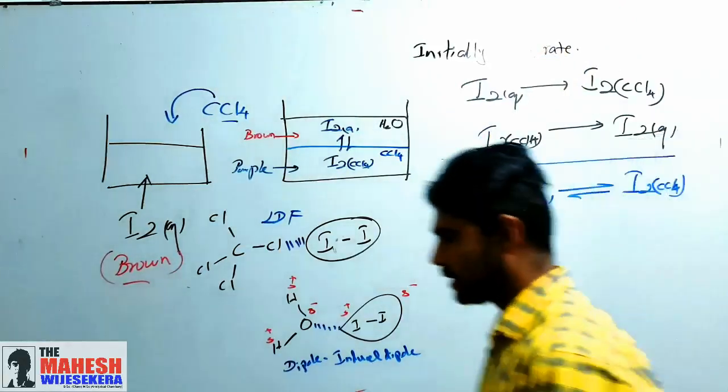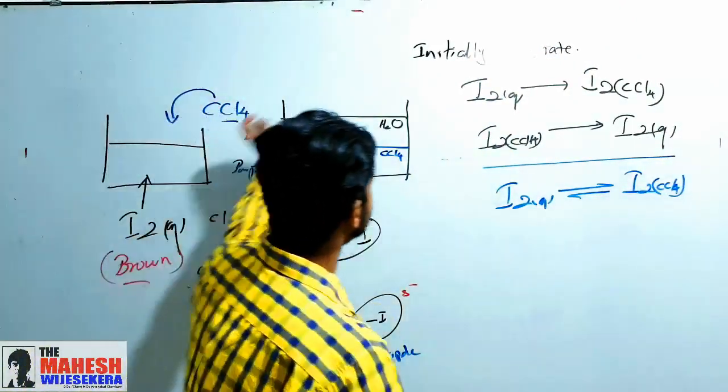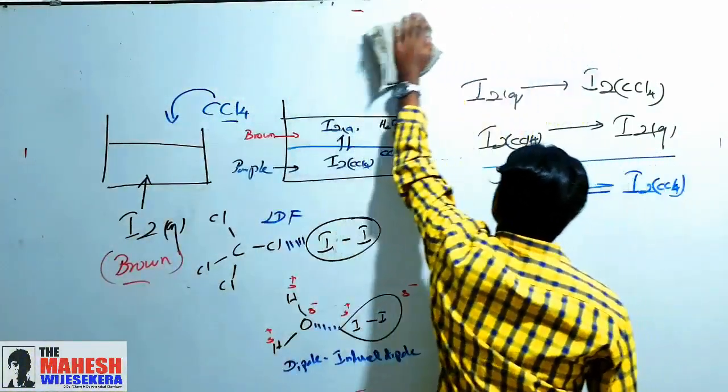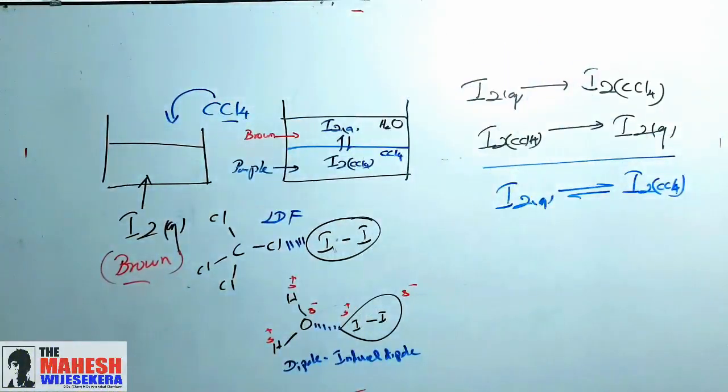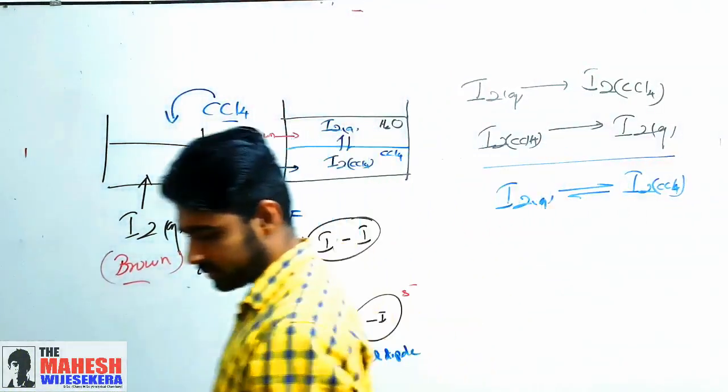Okay, right. Shall we write these two? No need of that. Just write the two black ones. Okay, two black ones.